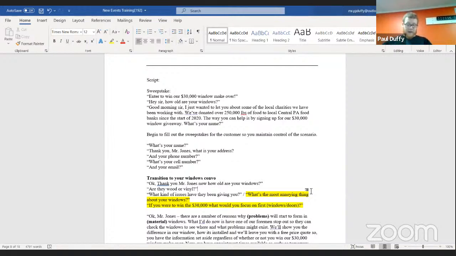Some people will say they're ugly. They don't like the color. Some people will say that they're hard to open and close. Other people might cite condensation, but most people are going to say drafts. Okay. And then there's some other questions that you can ask.